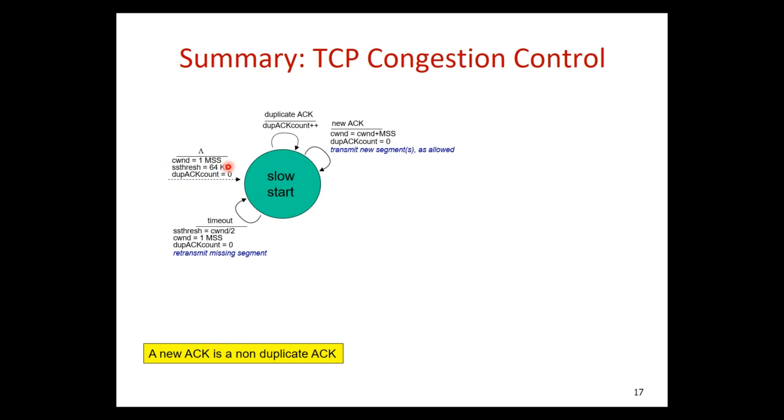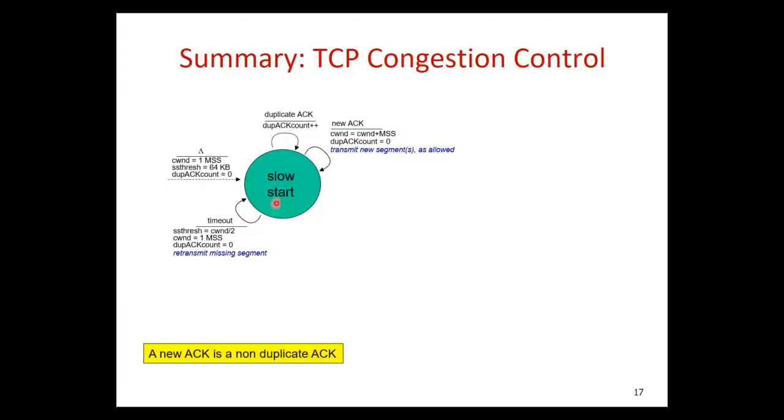In reality, at the beginning, the value of SS threshold doesn't matter. SS threshold has a meaning only after there has been a packet loss, because that is when it is updated to be CWND divided by 2. Initially, it's just a placeholder. Then the sender has to maintain a counter of duplicate ACKs, because if there are 3 duplicate ACKs, it should take some action, essentially detecting that there's been packet loss. So this is initialization.